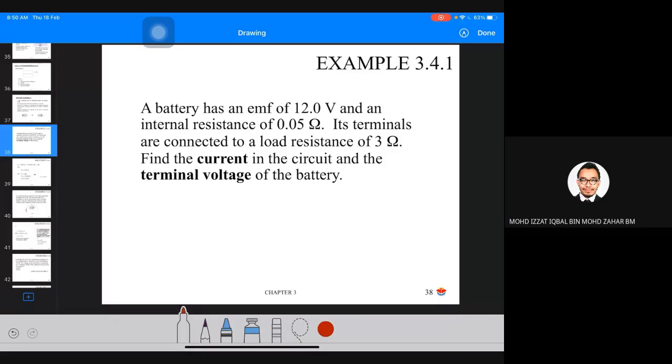Okay, a battery has an EMF of 12 volt and an internal resistance of 0.05 ohm. Its terminals are connected to a load resistance of 3 ohm. Find the current in the circuit and the terminal voltage of the battery. So they ask you to find I and V.